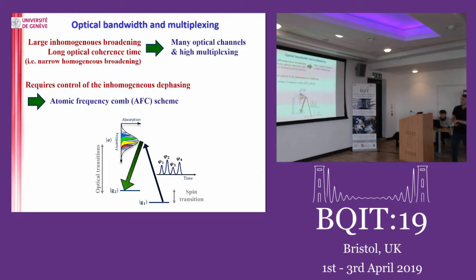So what we want is a large inhomogeneous broadening, but a long optical coherence time. Why? Because that gives you the narrow homogeneous broadening, so narrow optical channels. That's why you have this demand to have a long optical coherence time on top of obviously having a long spin coherence time. That gives us many optical channels and high multiplexing.